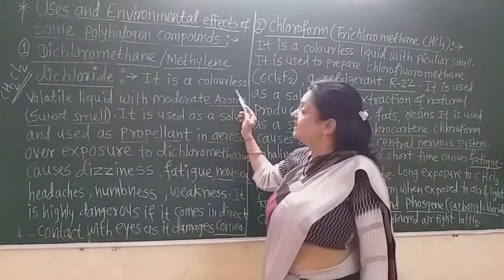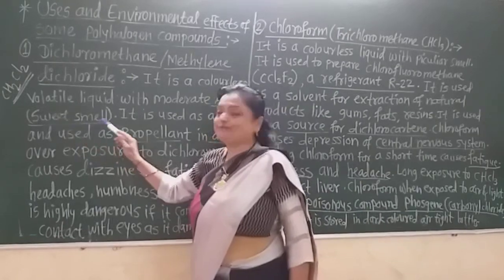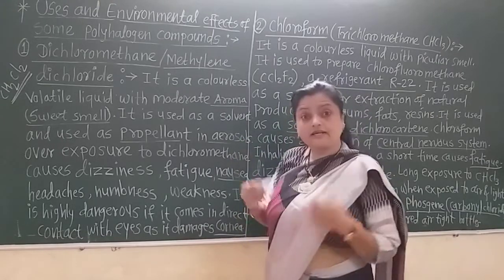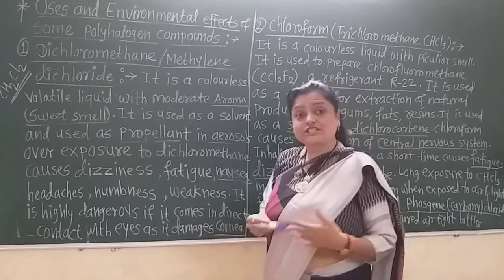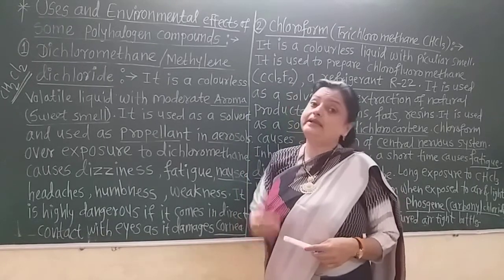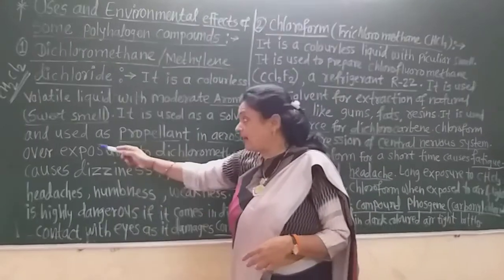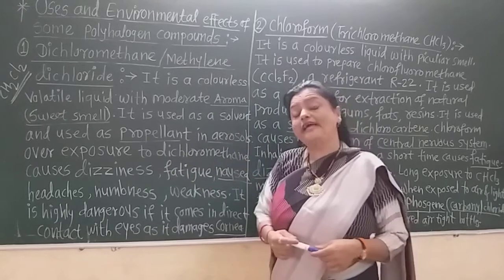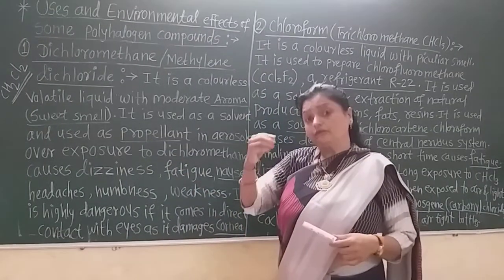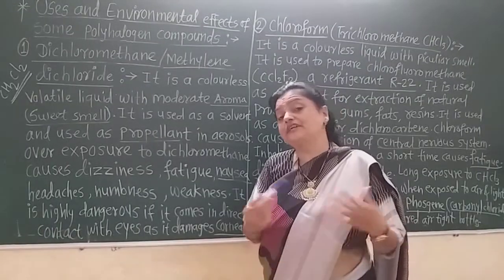First, it is a colorless volatile liquid with moderate aroma. Aroma means sweet smell. It is volatile, which means at room temperature it can go into the vapor state. It is used as a solvent, and also as a propellant in aerosols. You know the aerosols, the insecticides or pesticides. In them it is used as a propellant to drive away insects, and also for fungi, etc.